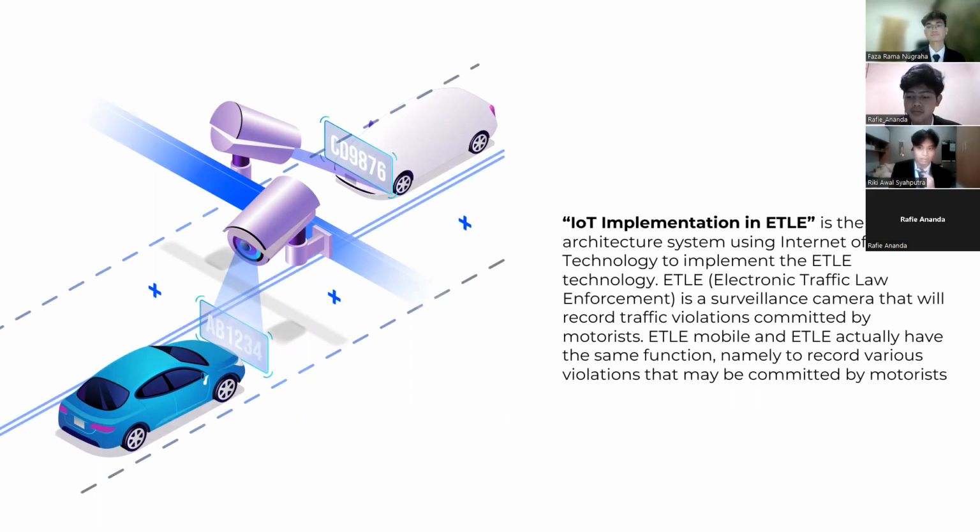IoT implementation in Atle is the network architecture system using Internet of Things technology to implement the Atle technology. And Atle, electronic traffic law enforcement, is a surveillance camera that will record traffic violations committed by motorists. Atle Mobile and Atle actually have the same function, namely to record various violations that may be committed by motorists.